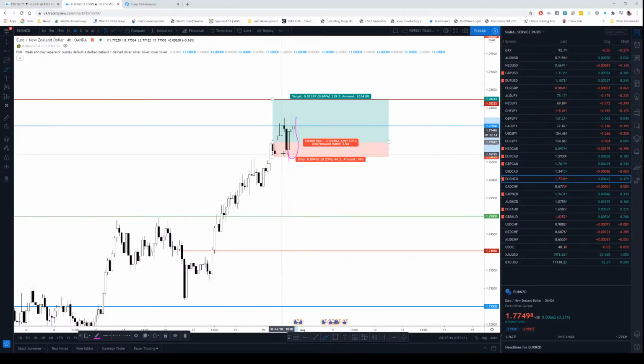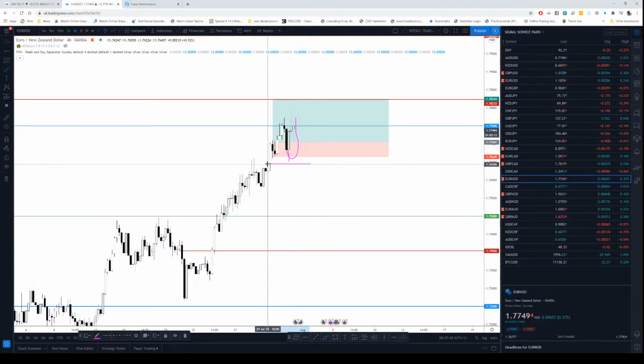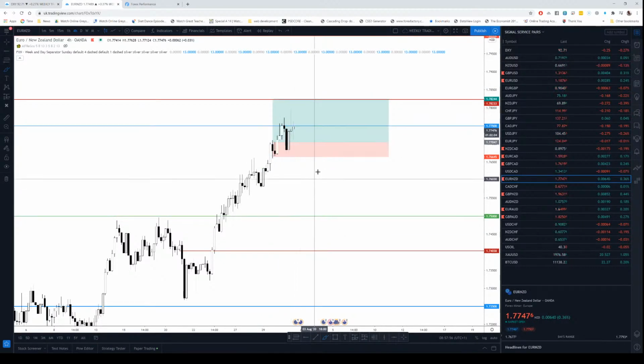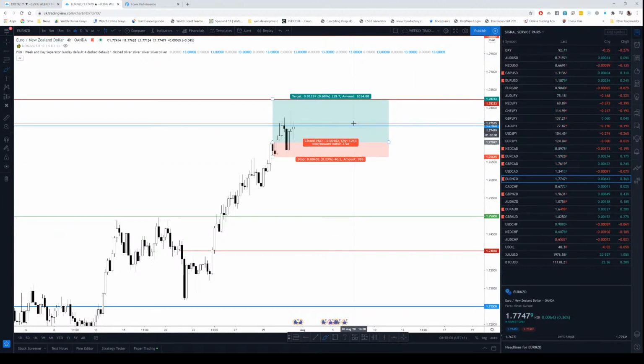If it doesn't, it's going to break another one, and once you see 2 down candles broken, that means we are not going to go up again, we are going to go bearish, so you look for sells. All right, that was just a quick one.